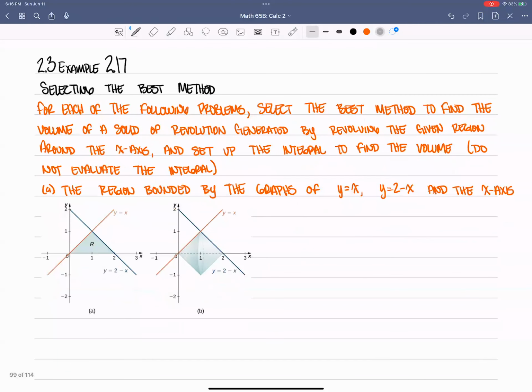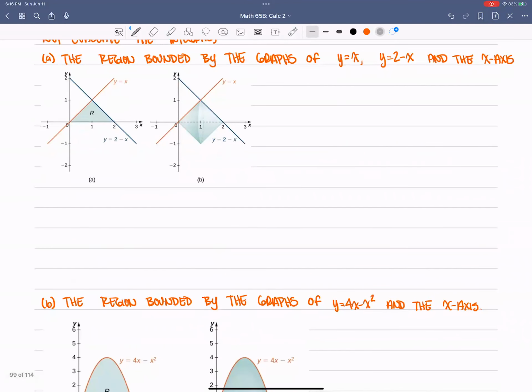Okay, so part A, the region bounded by the graphs of y equals x and y equals 2 minus x. So here we have these two graphs. What we would have to do if we were integrating naturally is integrate first from 0 to 1, finding that region, rotating it about the x-axis and finding that volume, then integrating this side over here to find the volume of this area.